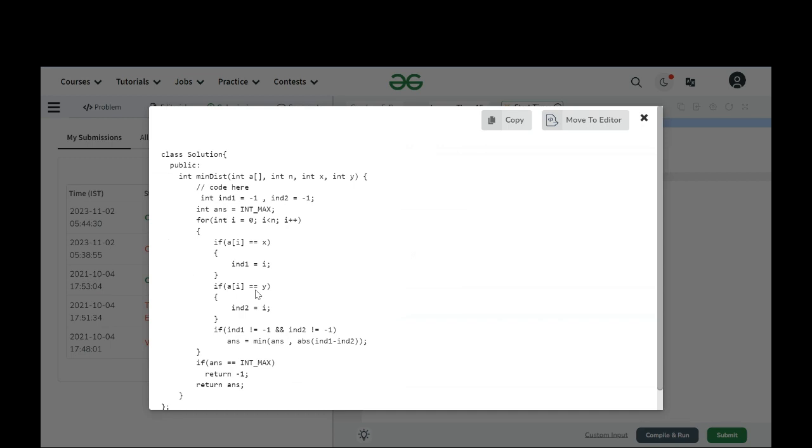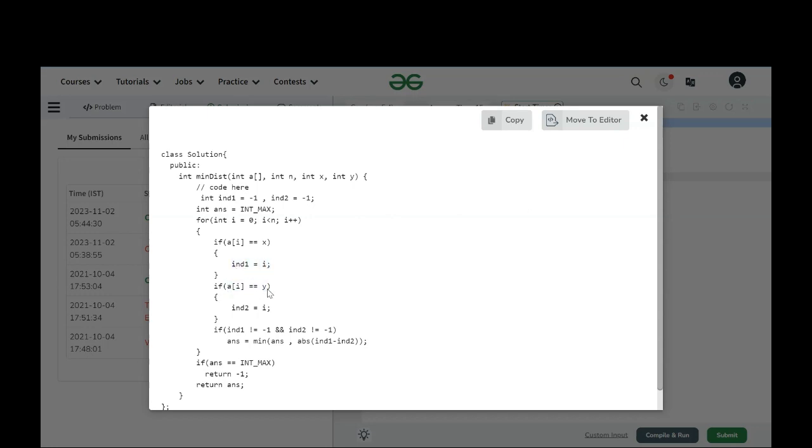All right, so this is the code, guys. We have two indices, ind1 and ind2, which store the index values of x and y respectively. Then we have an answer which is initialized to max. Every time I loop through my array, we check if that particular element is equal to x. If it is equal to x, I will store its index in index 1.